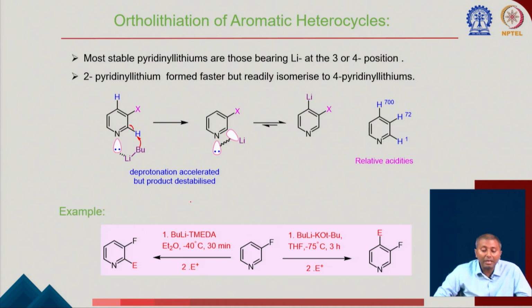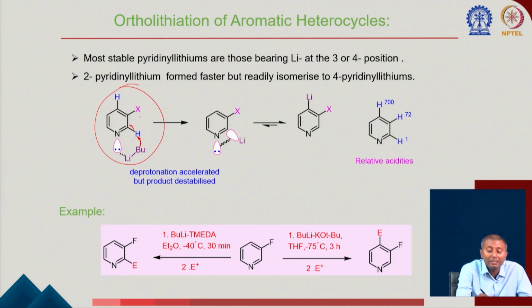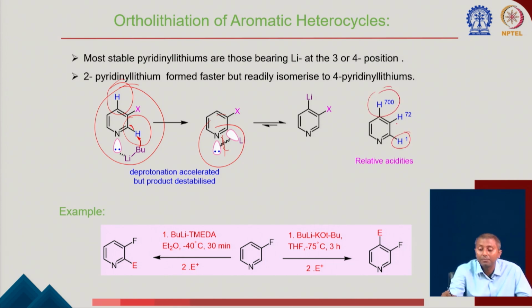I think I was trying to explain the same thing in the previous slide: if you have a directing group here in the 3 position in the case of pyridine, why is it abstracting the CH from the C4 position, not from the C2? The problem is that the deprotonation is accelerated, but the product is destabilized. Once you have this corresponding lithium and this, they are going to repel each other. That's why, as you can see, it is 700 times faster than this one.